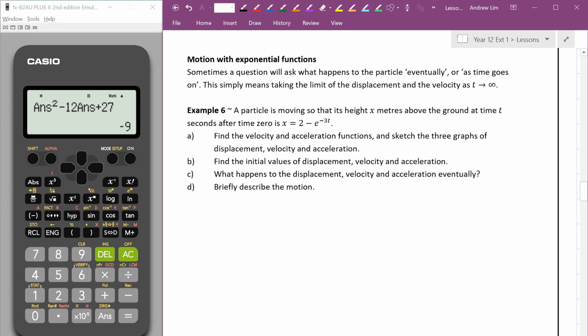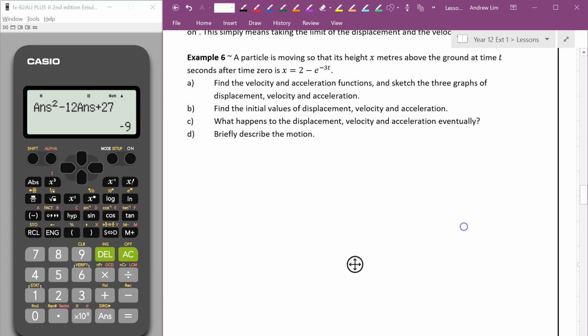Example 6. A particle is moving so that its height x meters above the ground at time t seconds after time 0 is x equals 2 minus e to the negative 3t. Find the velocity and acceleration functions and sketch the 3 graphs of displacement, velocity, and acceleration. All right, question A.